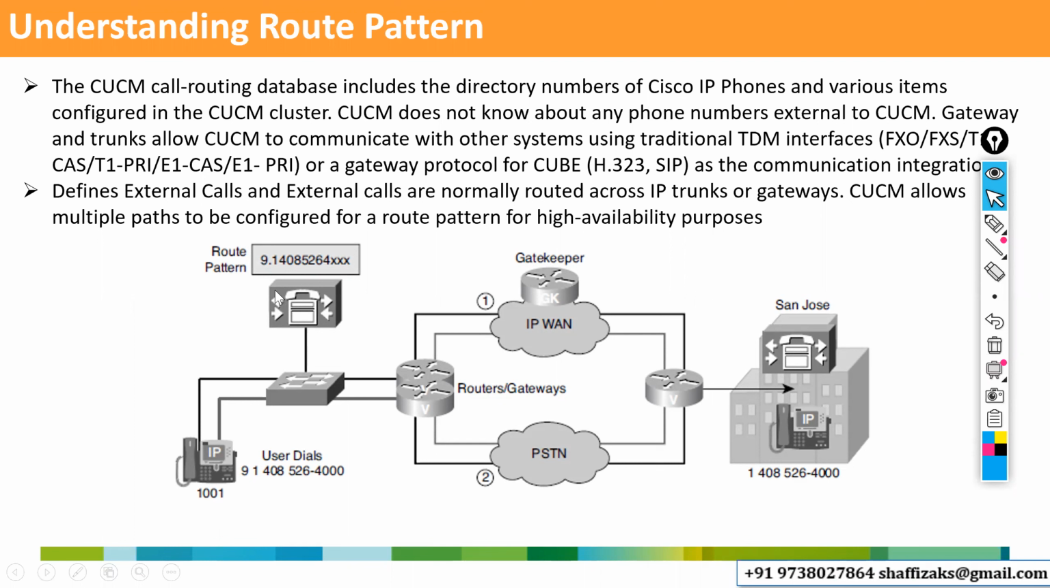There is another office, San Jose. Here also we have an IP phone. Its number is 14085264000. Now I want to reach this number. To reach this number, I'm dialing 91408526400. It's the same number, but before that, I'm dialing 9.